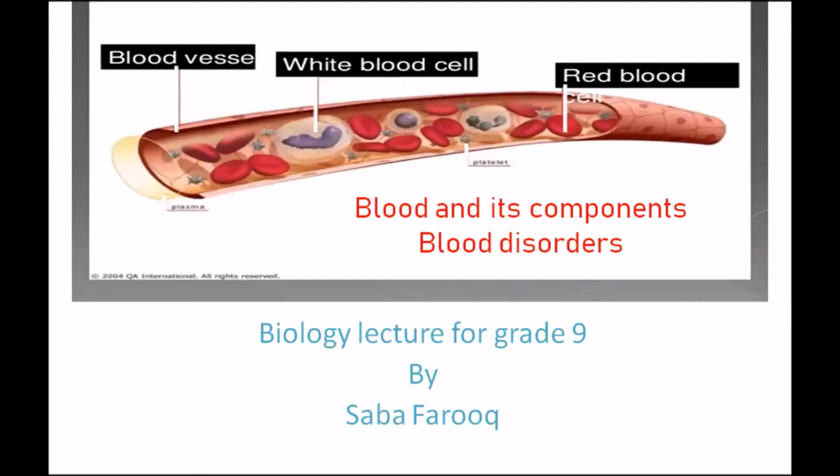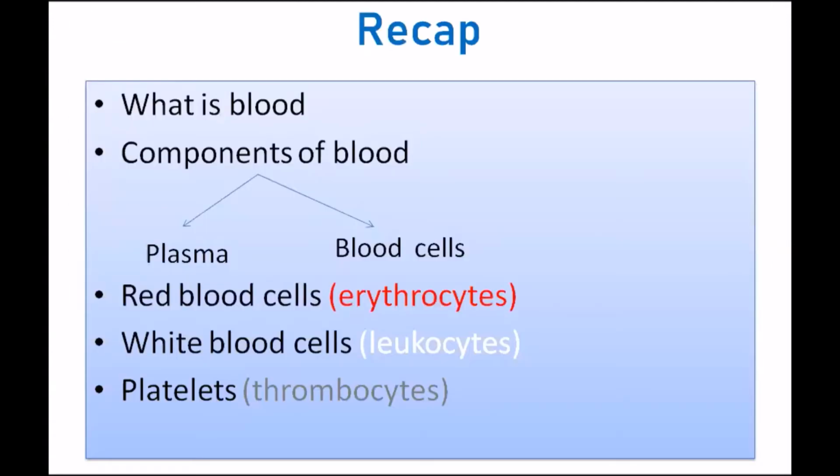Today, we are going to continue with the same lecture and discuss the remaining components and some of the blood disorders. So let's first see what we have already discussed. We discussed what is blood, the components of the blood, of which there are basically two main components. One is plasma, which comprises 55% of the total blood volume, and the blood cells, also known as formed elements, which comprise the remaining 45% of the blood volume.